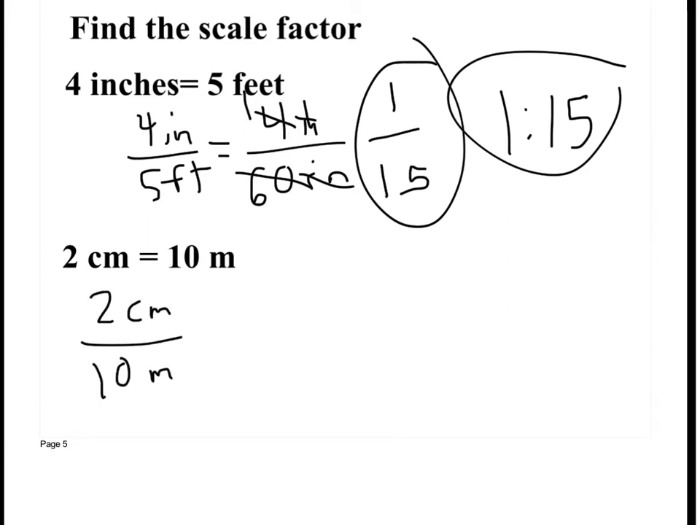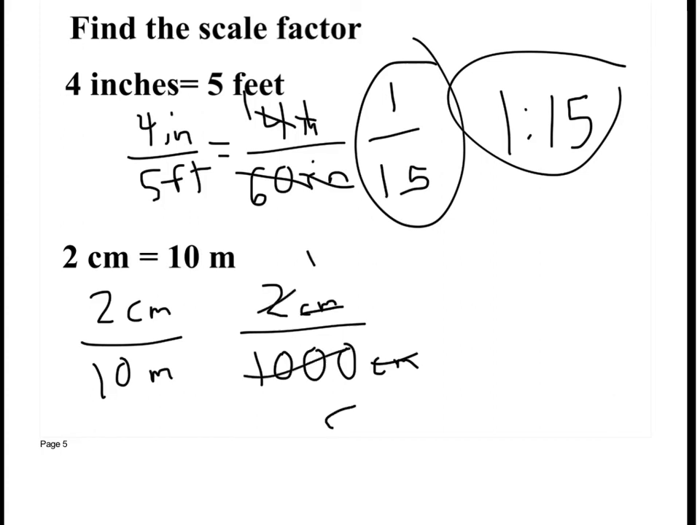Alright? 2 centimeters to 10 meters. Which one's larger, centimeters or meters? Meters. So what you've got to do is look in the back of the book and figure out how many centimeters are in a meter. There's 100 of them. 100 centimeters is equal to a meter. So I take 100 times 10, which is 1,000. I don't need to worry about centimeters anymore. They're both centimeters. So I just reduce it. 2 out of 2 is 1. 2 out of 1,000 is 500. So my scale factor is 1 over 500.